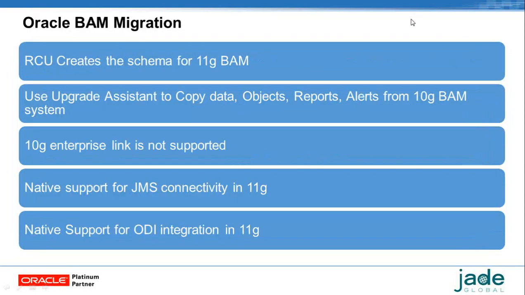Then the steps we need to keep in mind during the Oracle BAM migration are: we need to have the RCU, the Repository Creation Utility, create the schema for 11G BAM, and use the upgrade assistant to copy data, objects, reports, and alerts from the 10G BAM system. 10G Enterprise Link is not supported, and native support for JMS connectivity is present in 11G. Also, we have native data integration support in 11G.